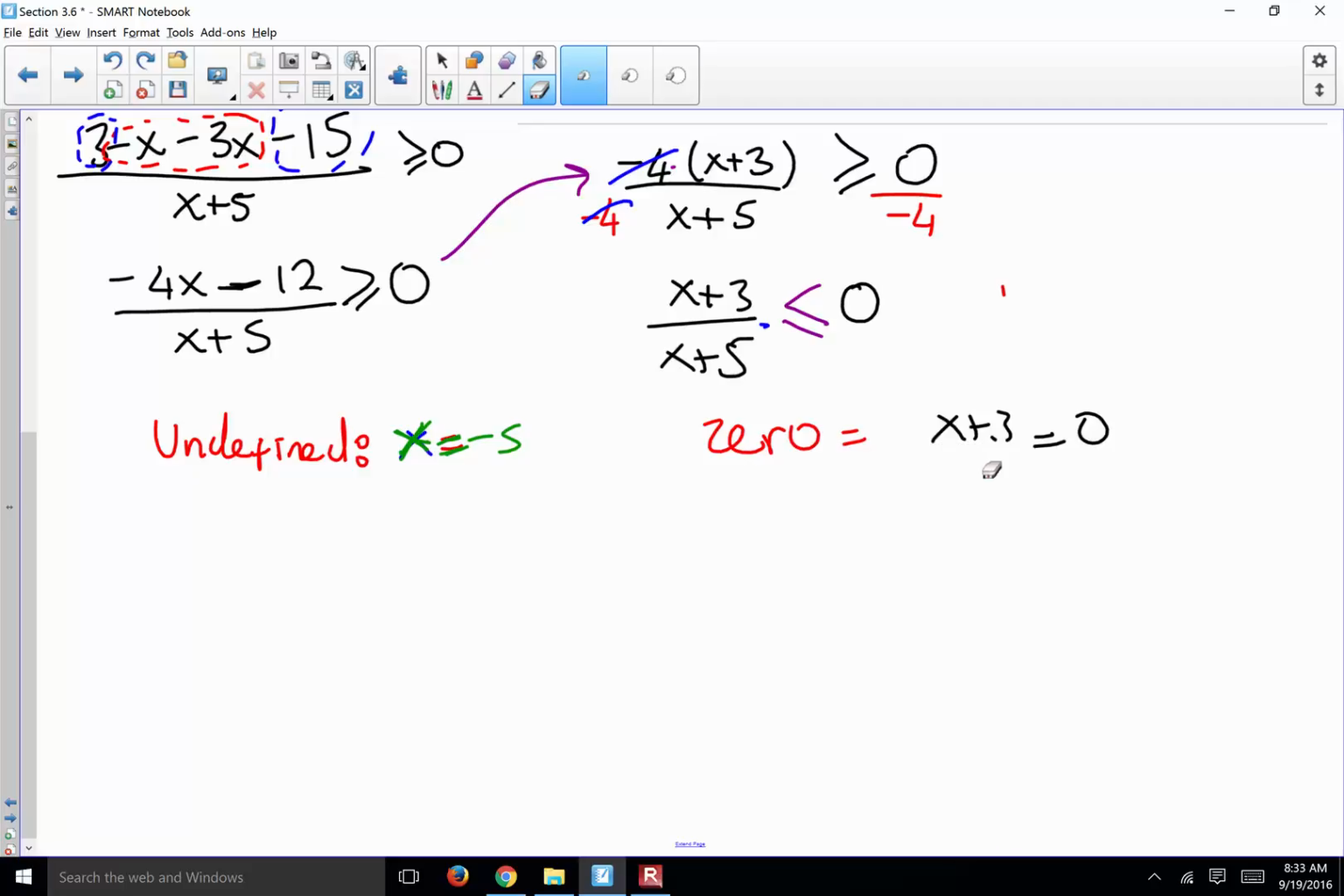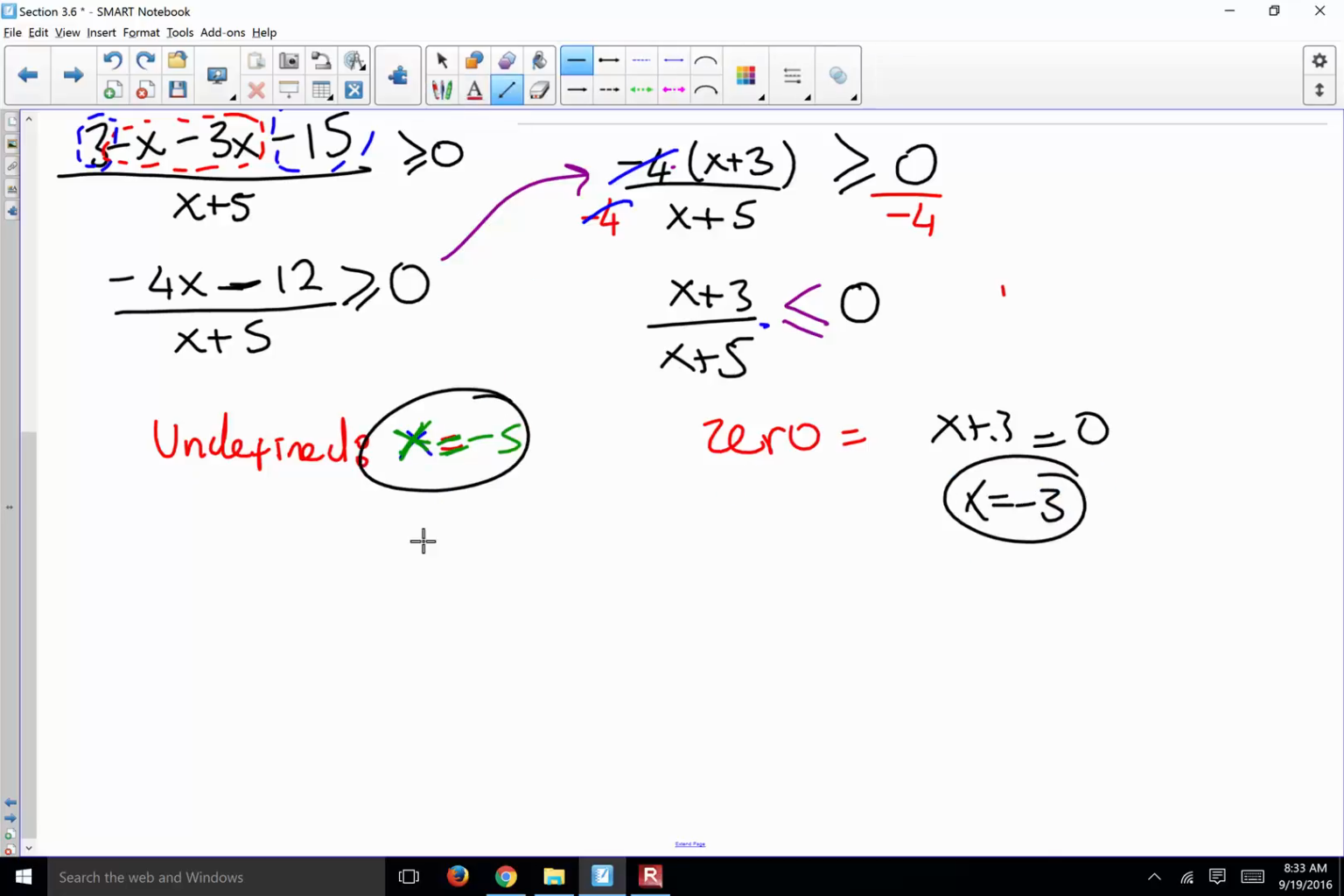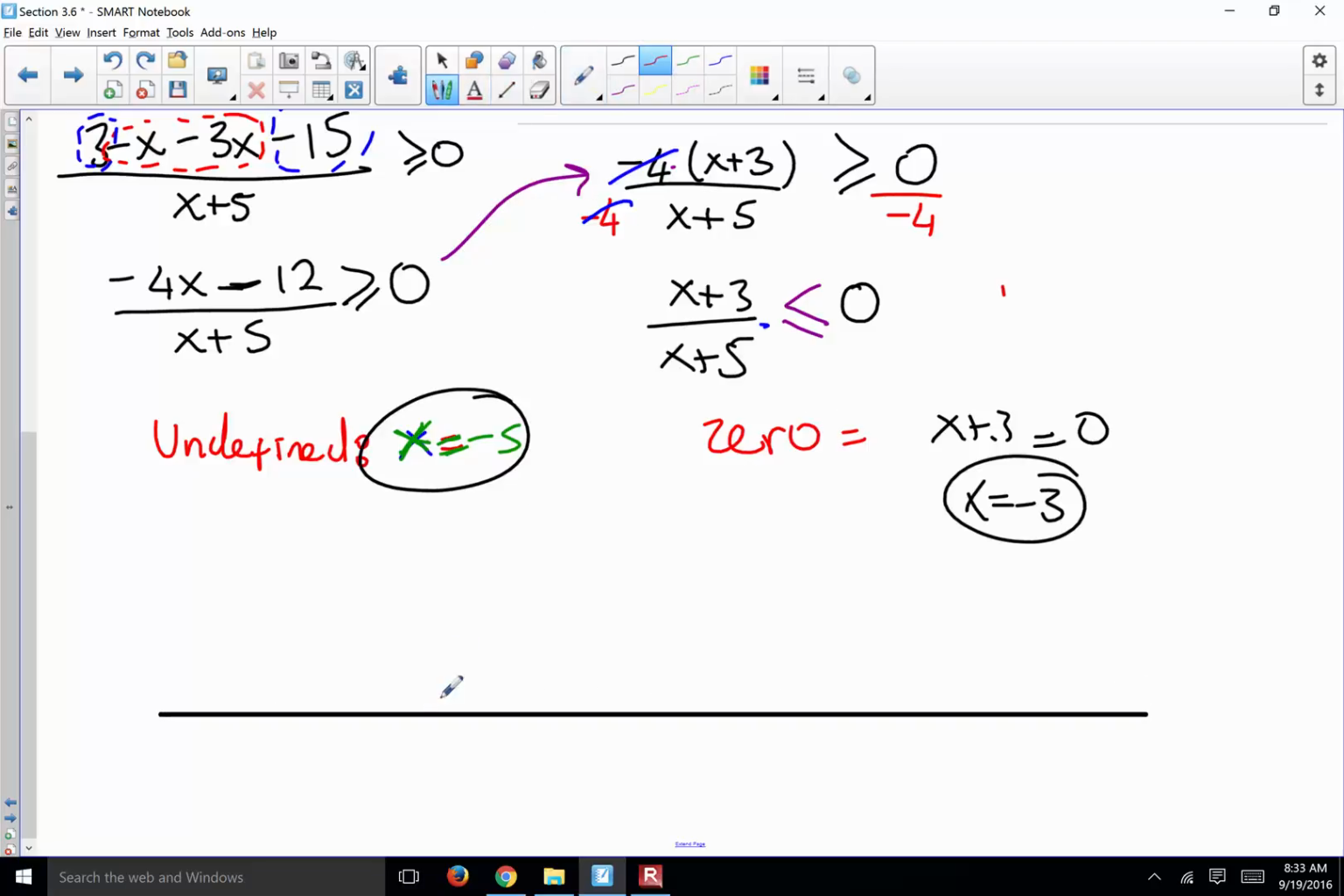Why? There is only one time you're allowed to multiply both sides by a variable, and that is if this thing is 0. So when I multiply both sides by x plus 5, 0 times x plus 5 is 0. So all you need to do is solve this now, which is x equals -3. These are going to make our boundary values. Put them in here: -5, -3. But I want to put a hole here.